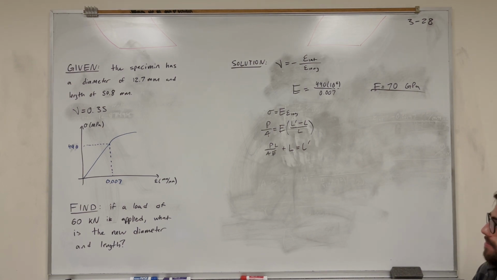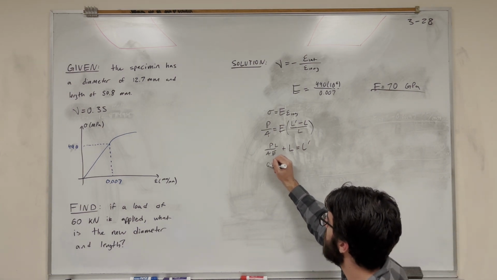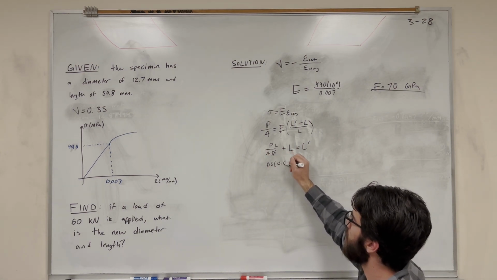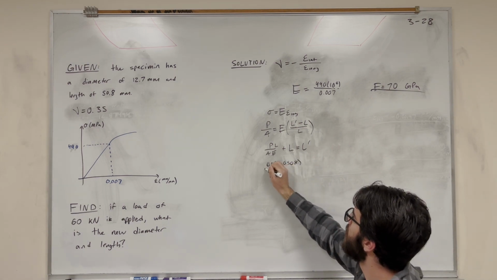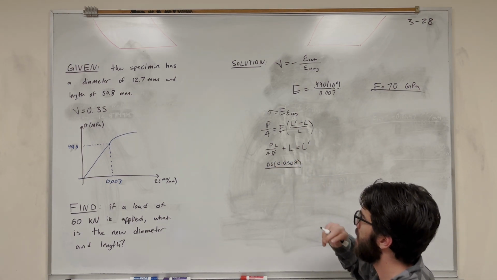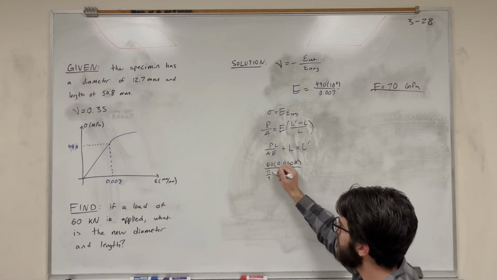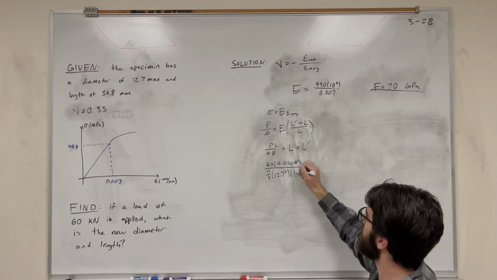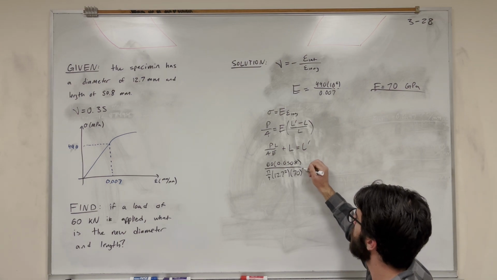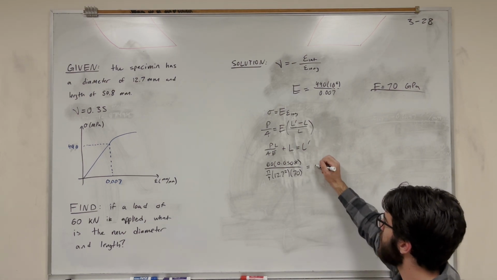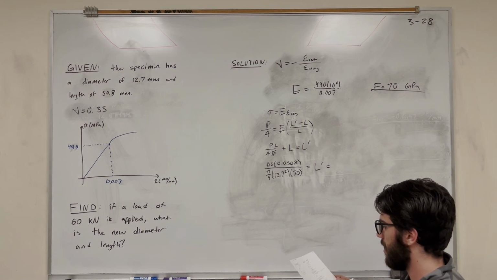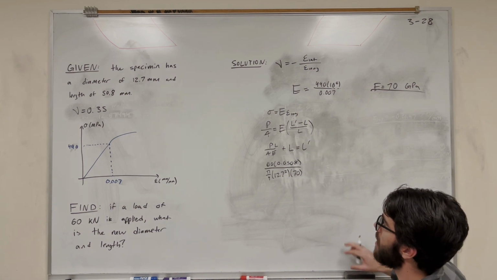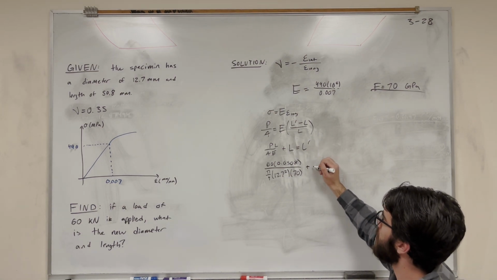Let's plug in our numbers. The force is 60 kilonewtons, so we use 60. The length of the specimen is 50.8 millimeters, so we're going to have to convert that to meters. The area is pi over 4 times the diameter squared, 12.7 squared, and then the modulus of elasticity, 70. We can go ahead and solve for that. Oh, I forgot to add the L to it. Don't forget to add the original length. So we're taking that and adding it to the original length.